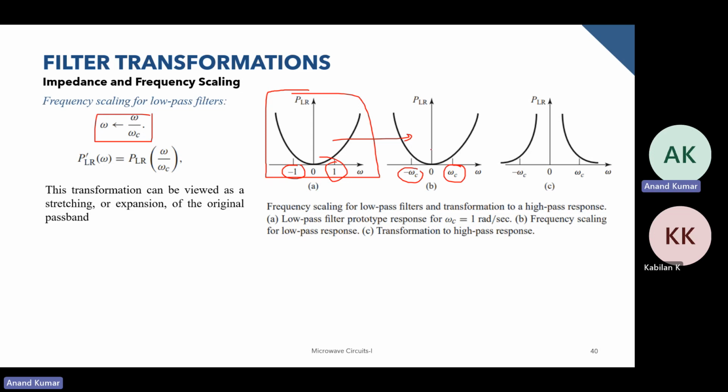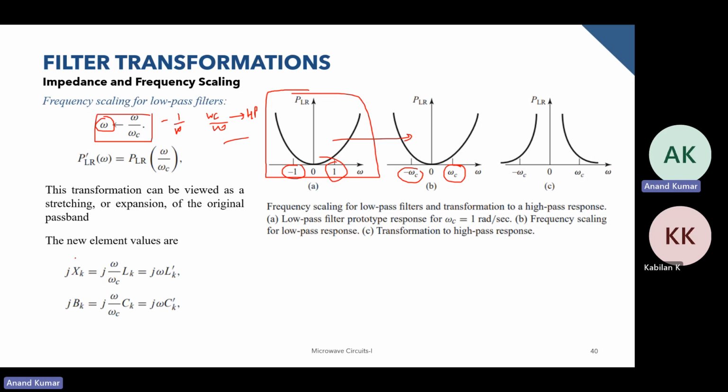And then if you want to do a high pass, you just replace this particular frequency omega by omega c by omega, and this will become high pass. So we'll see this as well.